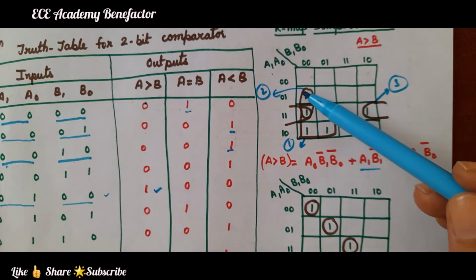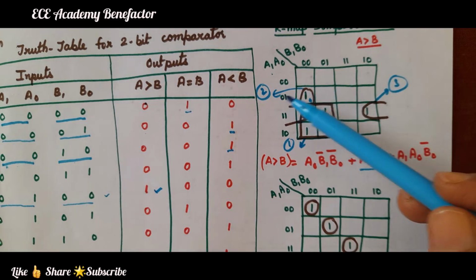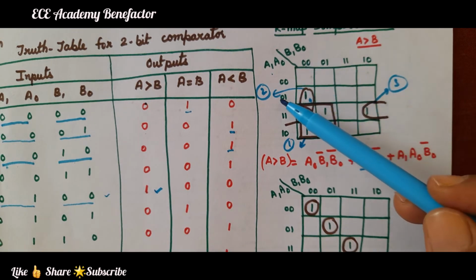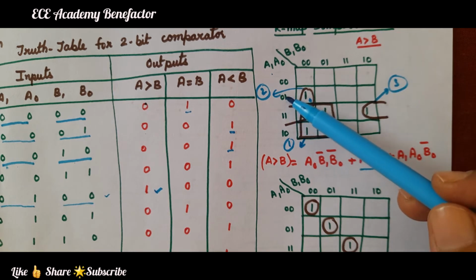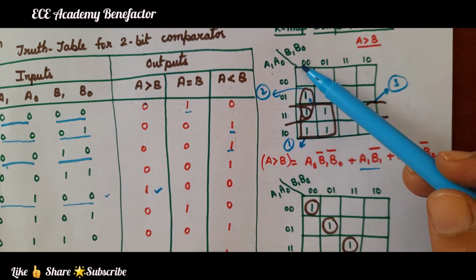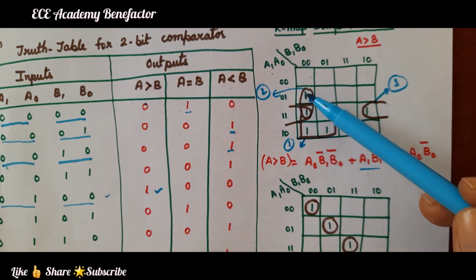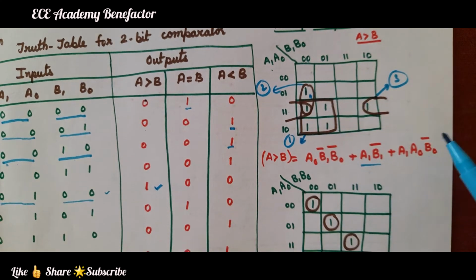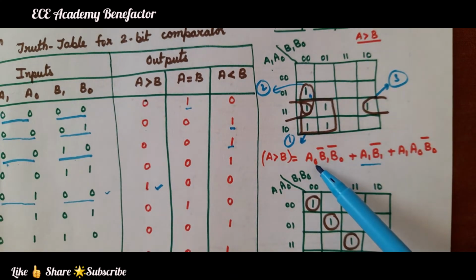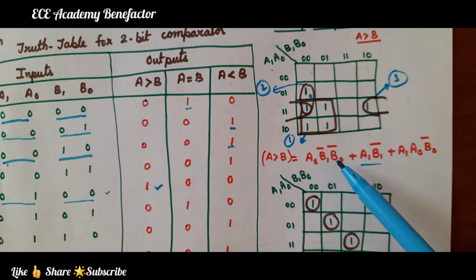Now look at the second term. This column is common. In these two, what is common? A0, since 1 is common. Here 0 0, that is B1 bar, B0 bar. So what will be the term for this second one? A0, B1 bar, B0 bar.